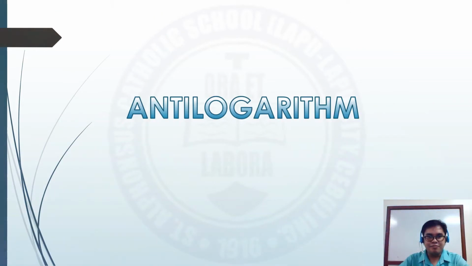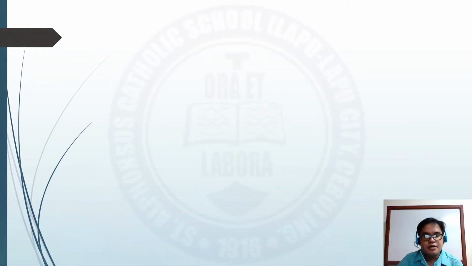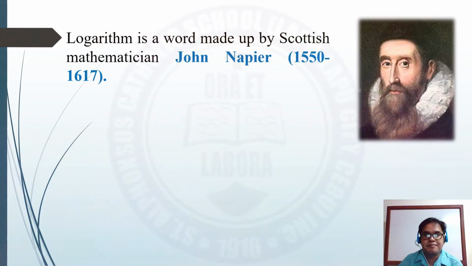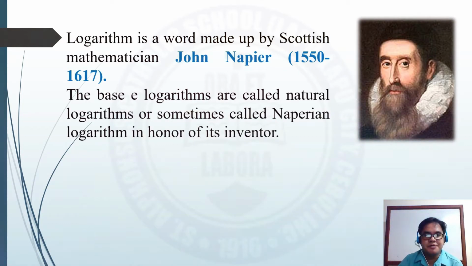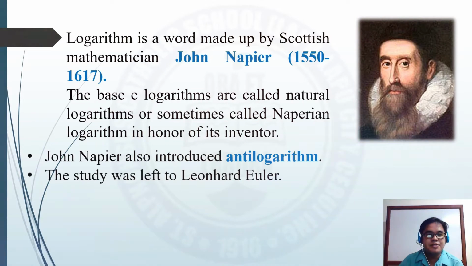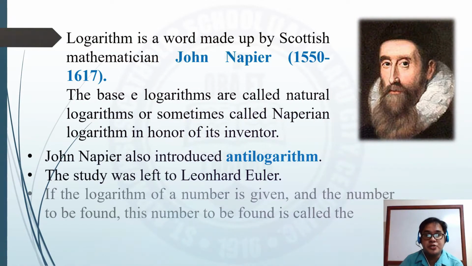So this time, we will be talking about the anti-logarithm. The word logarithm was made up by Scottish mathematician John Napier. The base e logarithms are called natural logarithms, or sometimes Napierian logarithms, in honor of its inventor. John Napier also introduced the anti-logarithm. The study was left to Leonhard Euler.